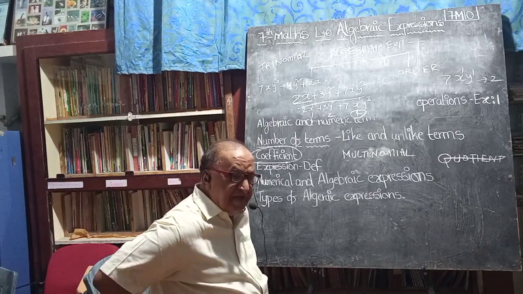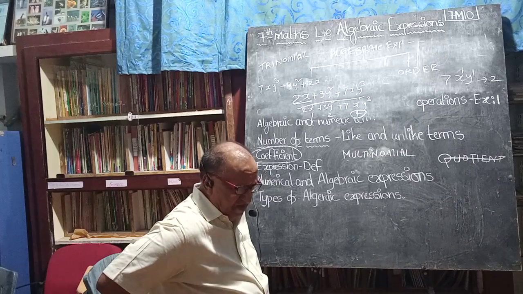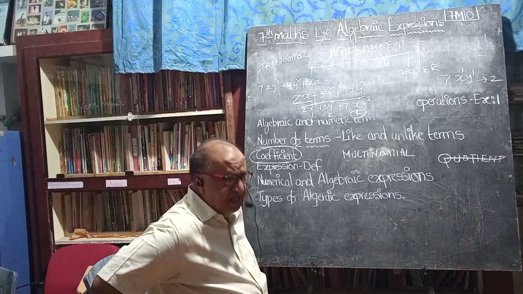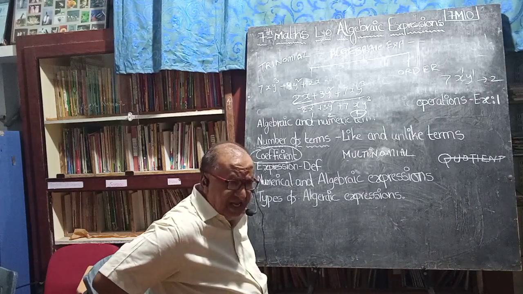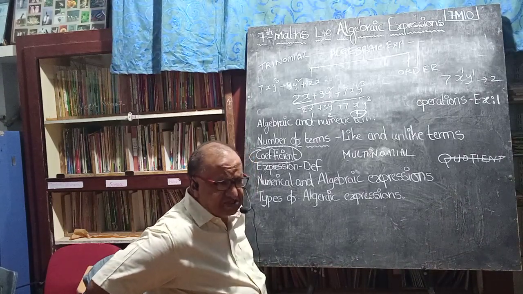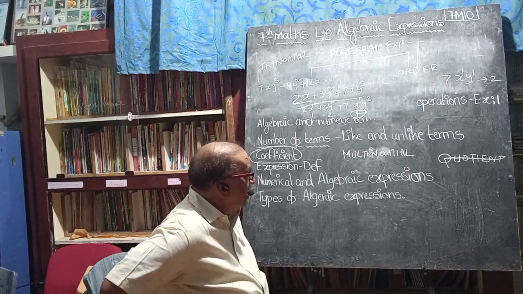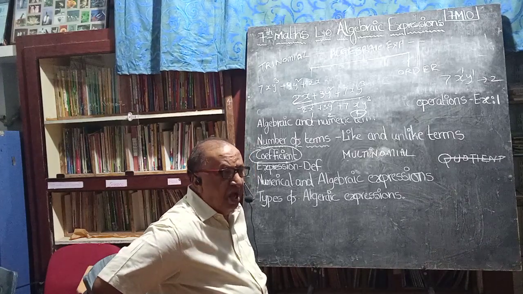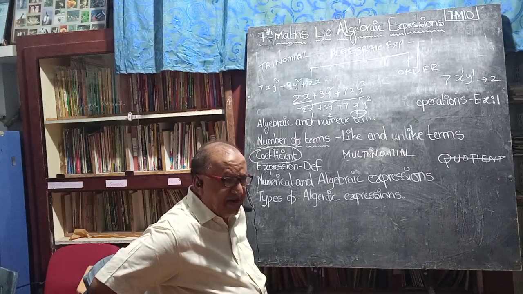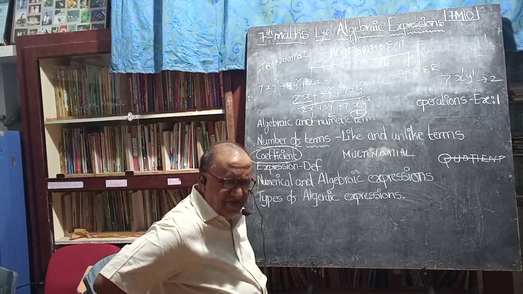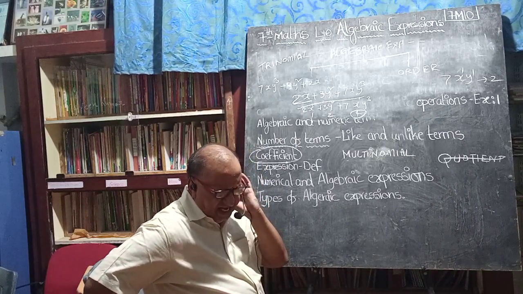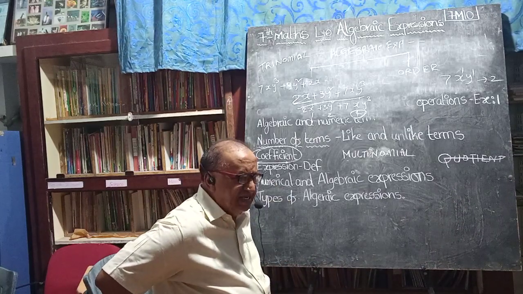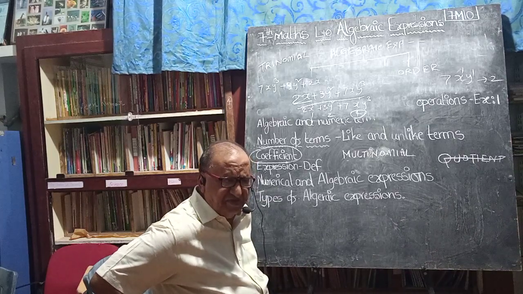Then types of algebraic expressions, based on the number of terms and based on the order, that is binomial, trinomial, monomial, like that. First order, second order, third order, also I told you about that. And I have to do some problems, teaching you how to practically do the examples. Okay, I will come to that.